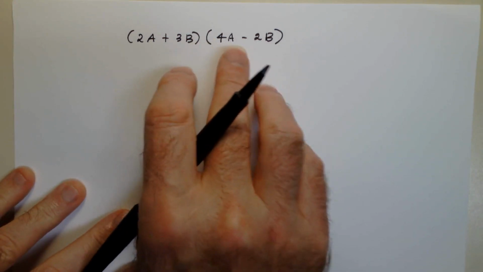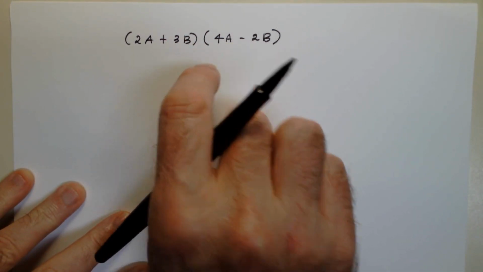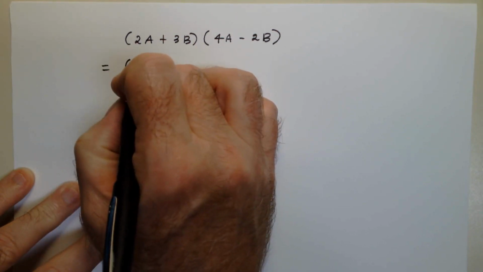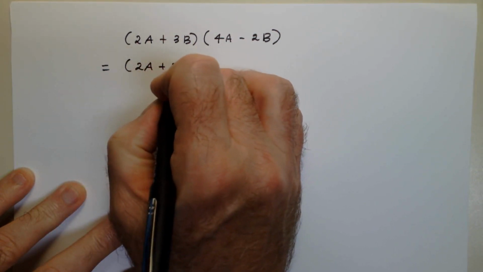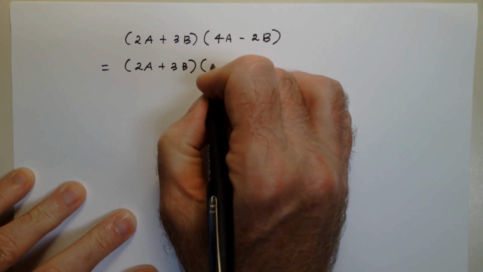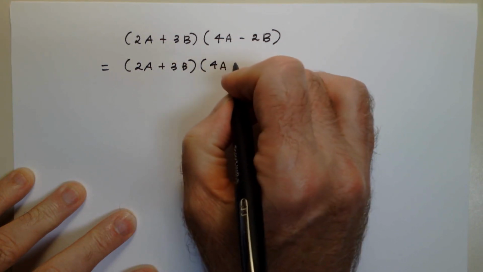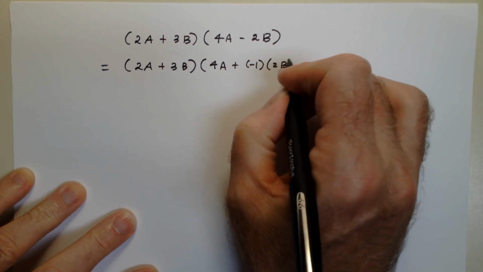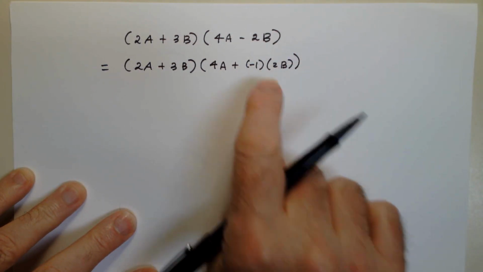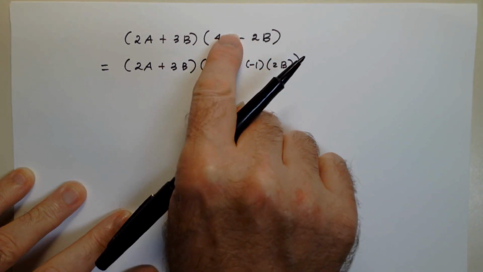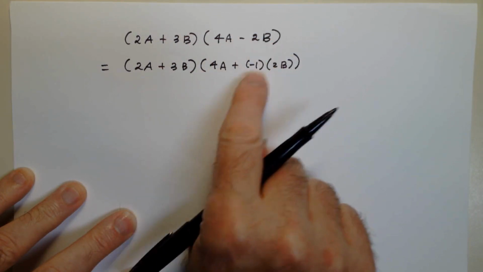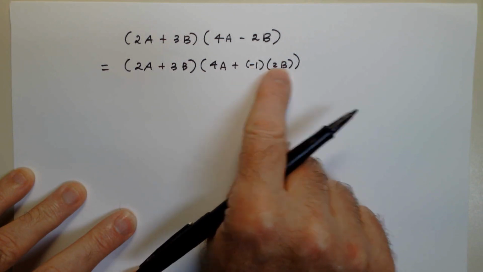So one of the things I want to do is first rewrite this part. We can think of this as 2A plus 3B and 4A plus a minus 1 times the matrix 2B. So we should really think of matrix subtraction, or one way to think of matrix subtraction, as an addition and a scaling by -1.